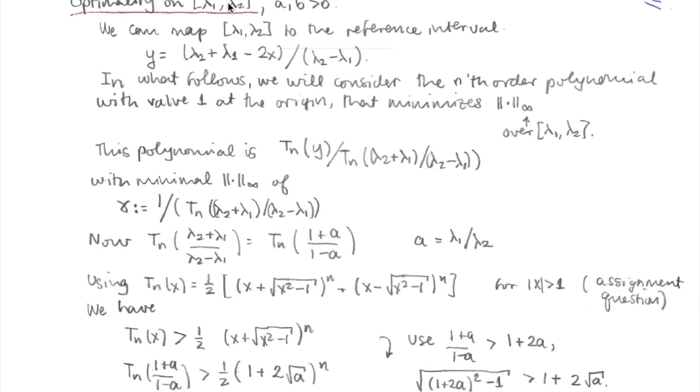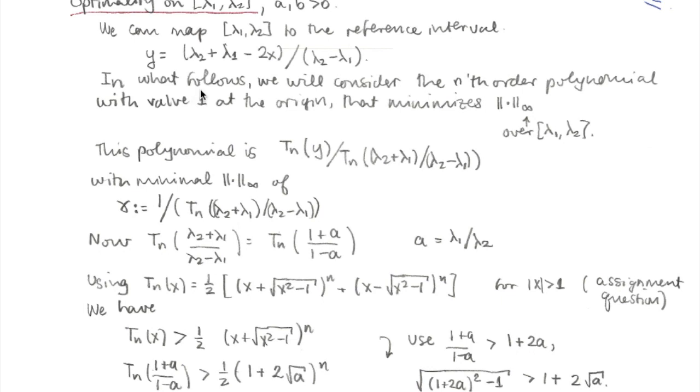The polynomial that we want to find the optimality on this interval for is the one that minimizes the maximum norm over this interval, but has value 1 at the origin. Okay, so all I'm going to do is map this interval to the reference interval and use the optimality of the Chebyshev polynomials there.